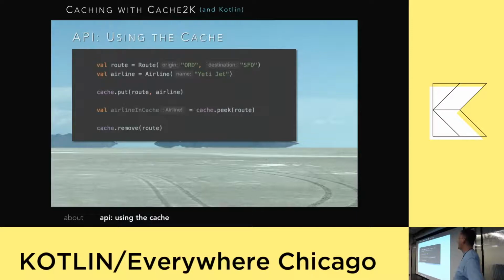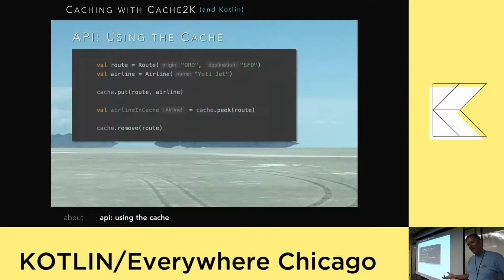You would do capital route equals new route. In Kotlin, we don't do all that stuff. We eliminate all that nonsense, and we just say val route equals route. So I'm creating a route, and I'm creating an airline, and then I'm just showing a couple simple examples of how you use the cache.